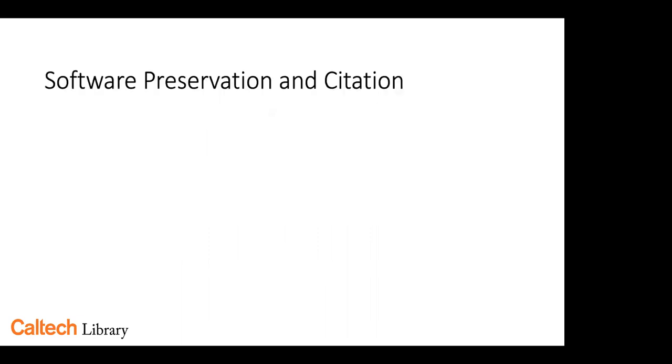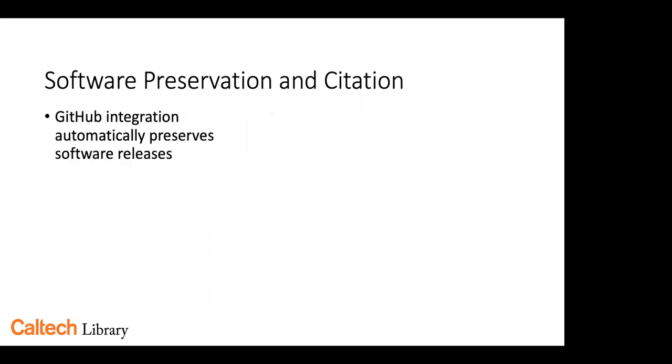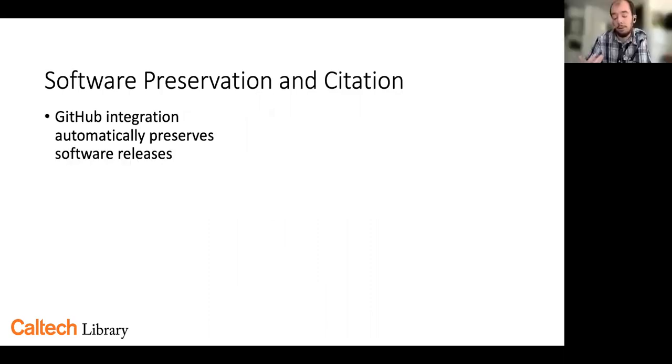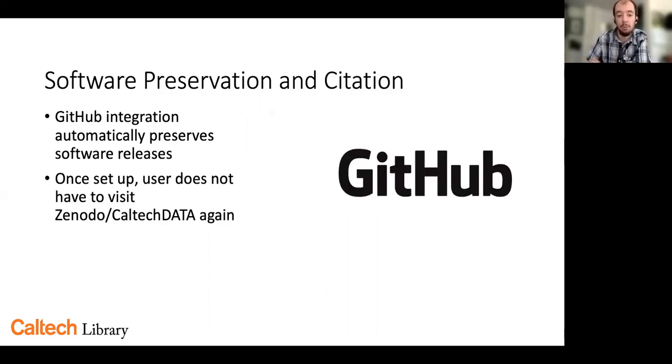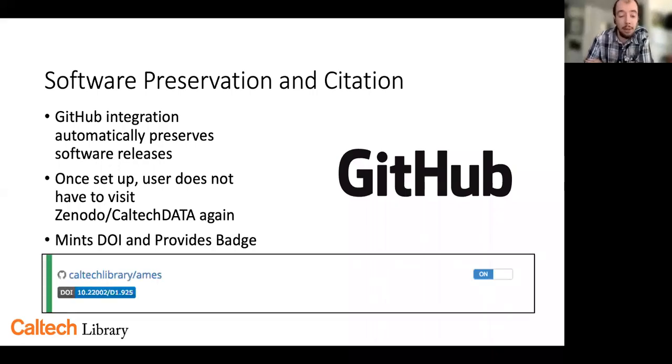So you're probably already familiar with how the GitHub integration works. But basically, if you're in Zenodo, you can log into your GitHub account, select the repository that you want to preserve, and then as you do releases, it works automatically. So once you set it up, it's really nice because the user doesn't have to come back to your repository. It just continues to work in preserving the software. And the benefit for the users is it automatically mints a DOI and then provides them a badge. So it helps with citation. It gives a nice little badge you can put in your repo. So it's a really nice feature.